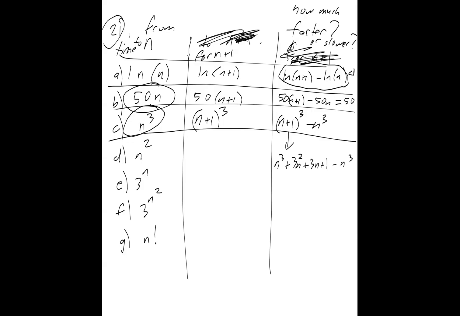You already said it, I think, right? 3n squared plus 3n plus 1, right? So if you cancel n cubed and then minus n cubed, that's how many more seconds it will take to do n+1 data points.